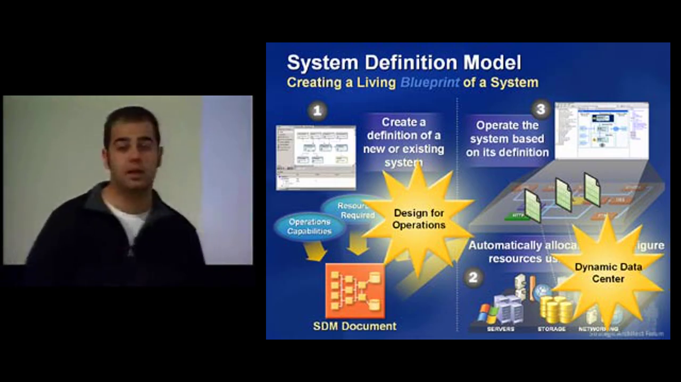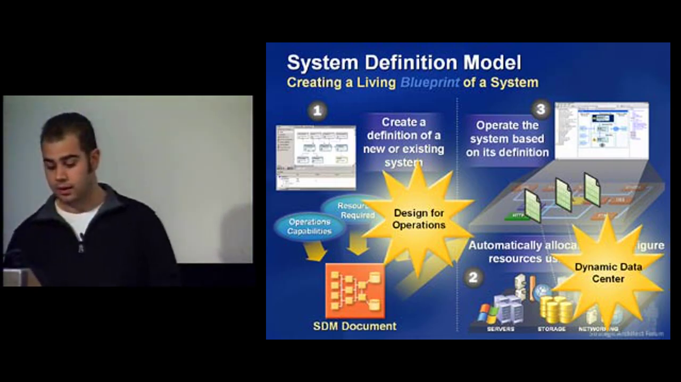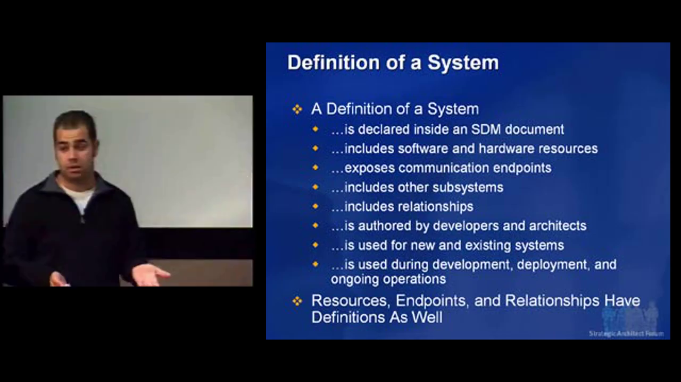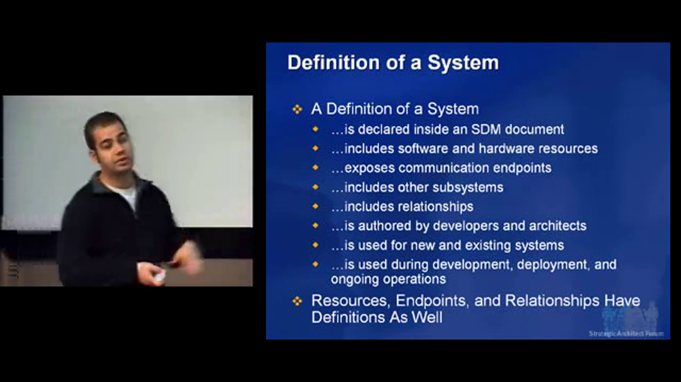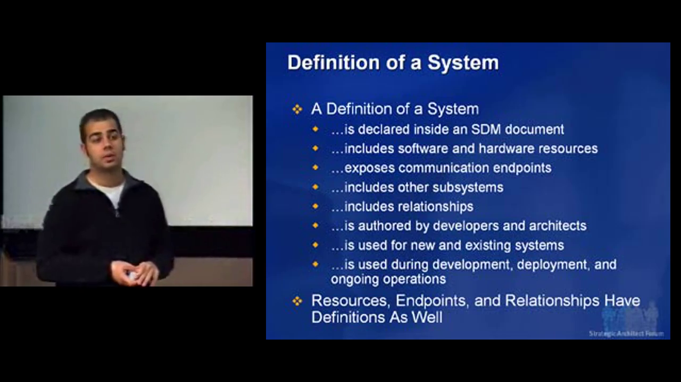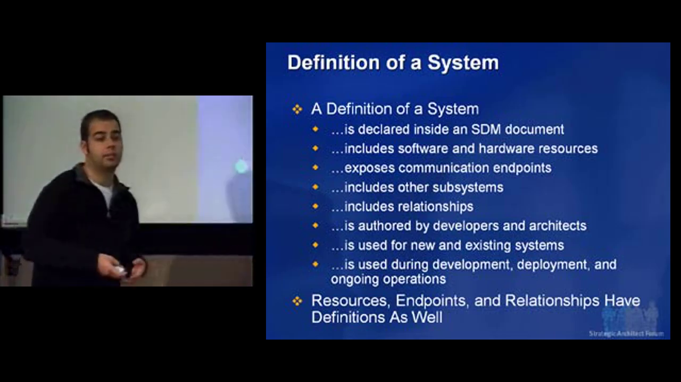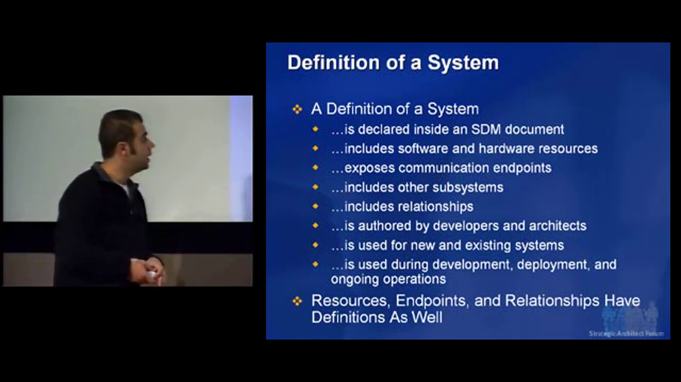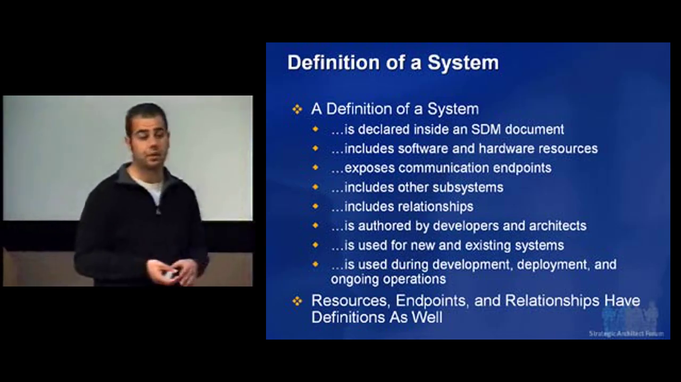So let's talk a little about the SDM. I'm going to run you through the basic constructs that are in the SDM. The most primitive construct is a definition. I create definitions of systems. I can create definitions of resources, endpoints, and relationships as I'll discuss them. A definition is basically a declarative statement about a system. And it's XML. It lives in this document called an SDM document. And it captures basically all the information that is important to a system.